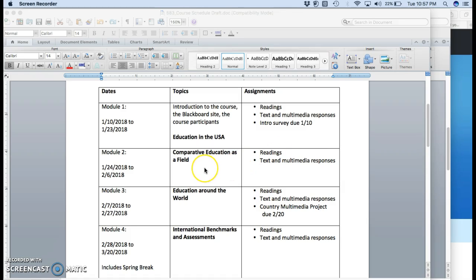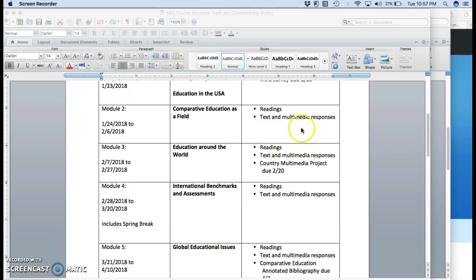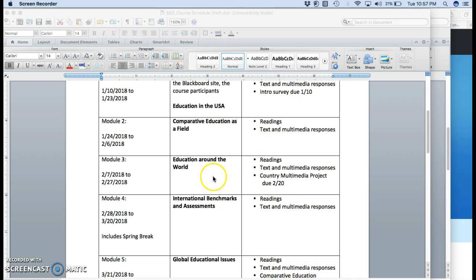Second module is comparative education as a field. We'll be reading quite a bit of the textbook in this module, so do make sure that you have your textbook purchased by the beginning of this module. You'll have readings assigned as well as text and multimedia responses. No major assignments outside of the text and multimedia responses.